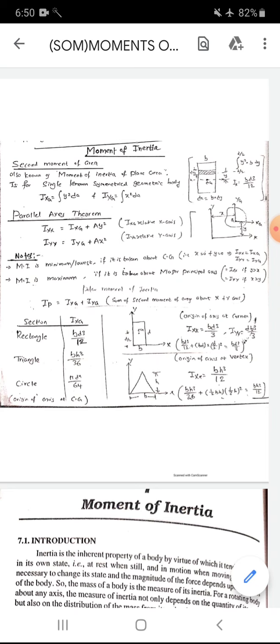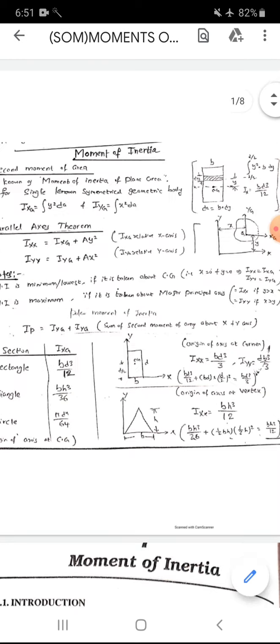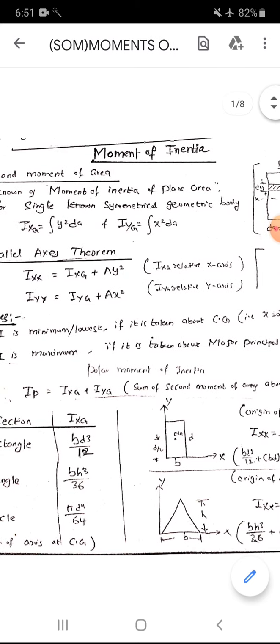Now, previously we discussed center of gravity. Many of the students demanded the center of gravity. Please discuss, sir. So, on this demand, we have discussed the center of gravity, and also we know the center of gravity is related to moment of inertia. Now we discuss the topic moment of inertia.